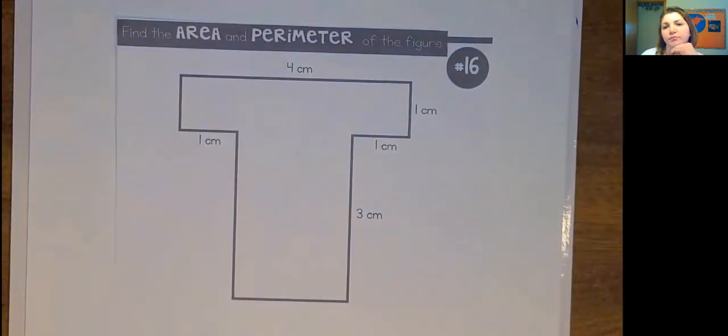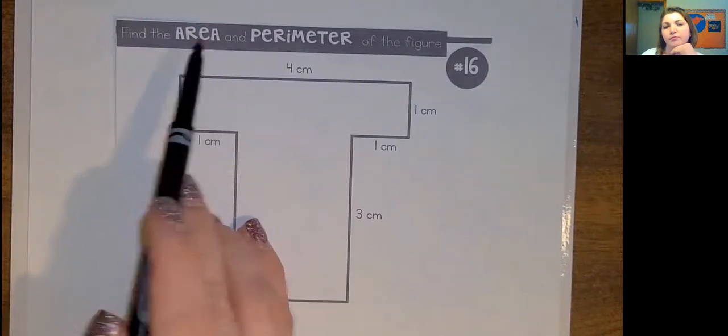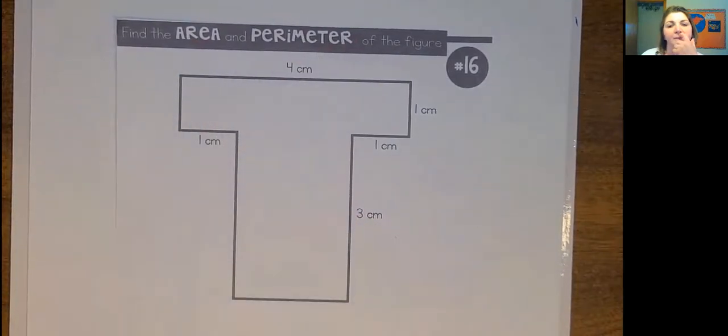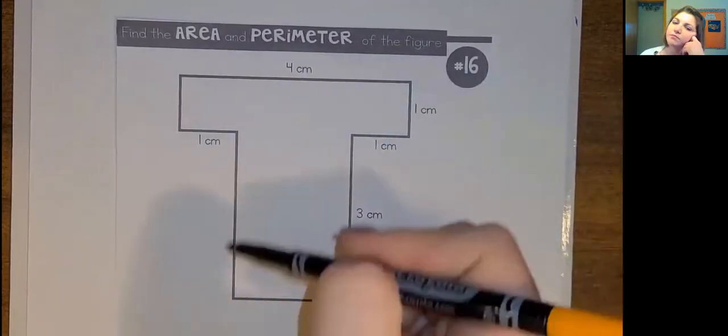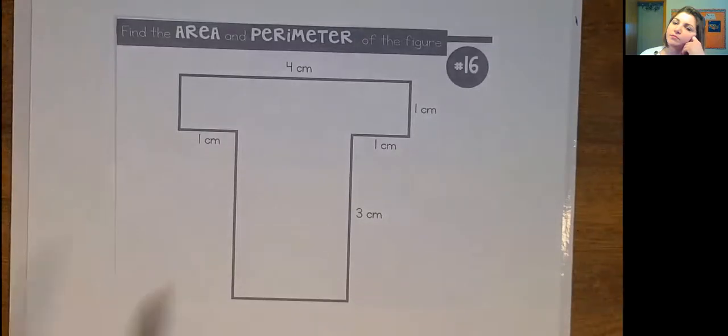Okay, now we have a different type of figure. We're still going to be finding the area and the perimeter of this shape. Remember, the perimeter is the distance around the outside, and the area is the space that the inside takes up. So let's work on finding the perimeter first.